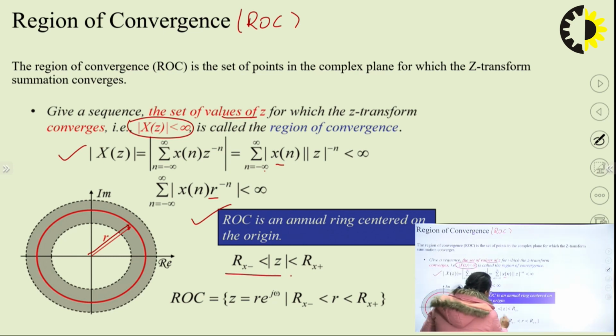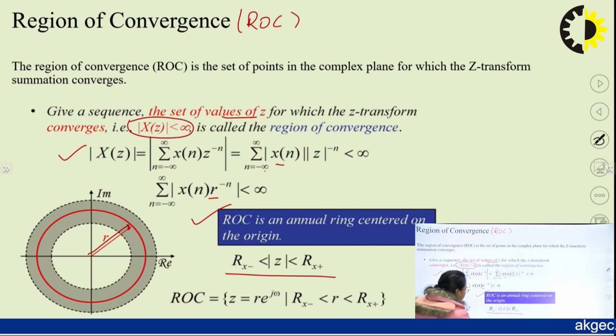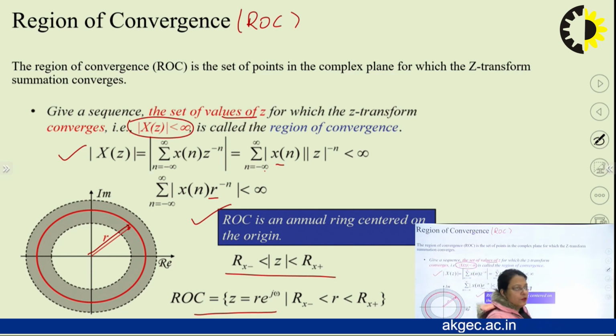For a two-sided sequence, if we have two different sequences of finite duration, then z lies between r of x minus and r of x plus. This is the example. In this case the smaller circle has the radius r of x minus and the larger circle has the radius r of x plus. So we can say that the ROC of z equals r times e raised to the power j omega can be this.